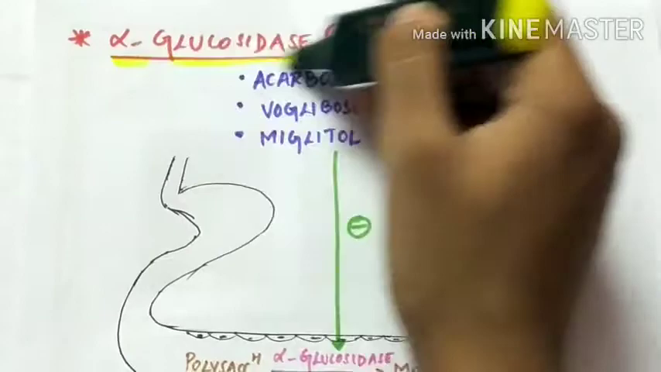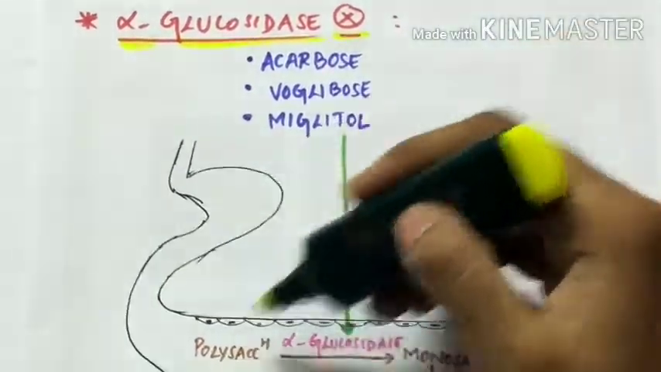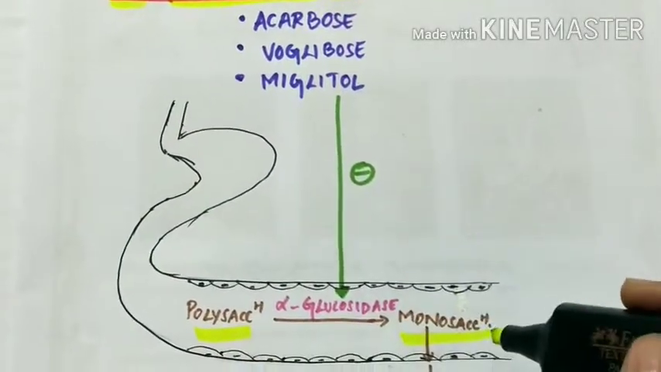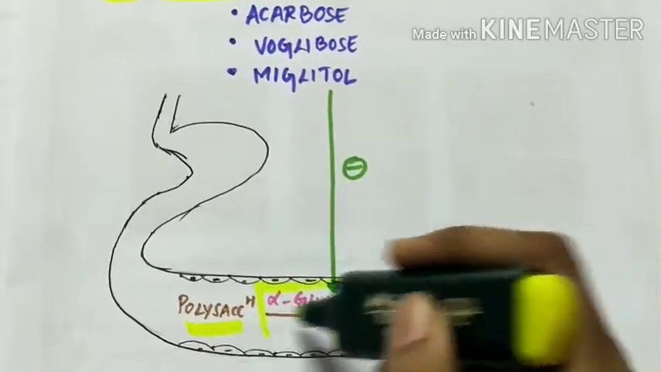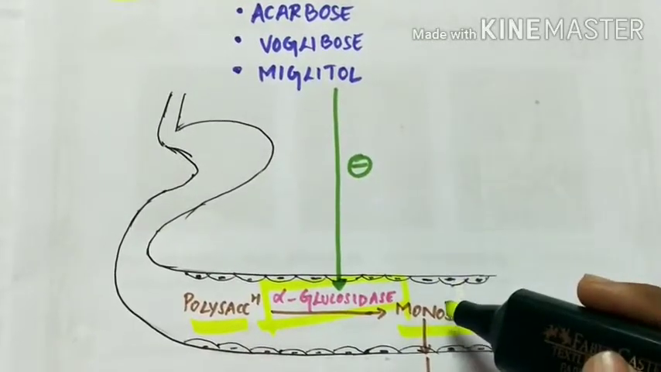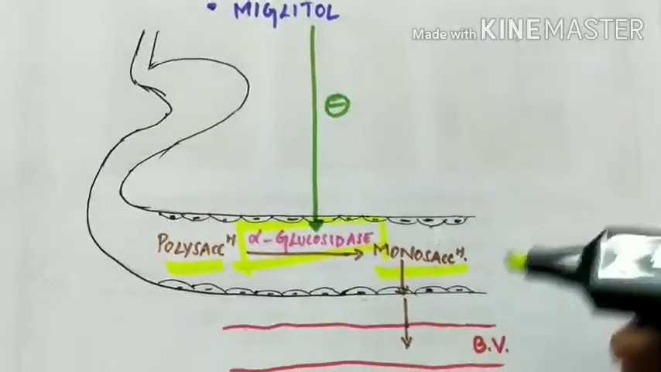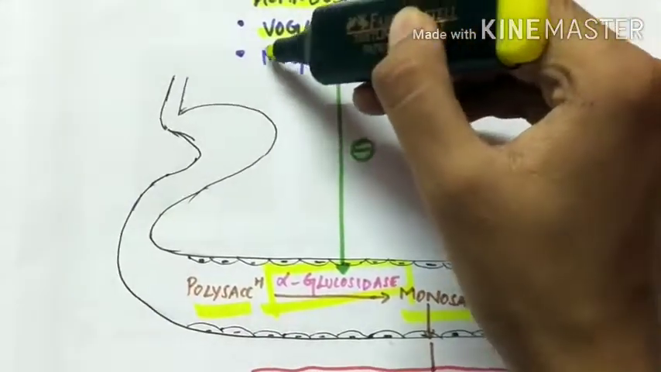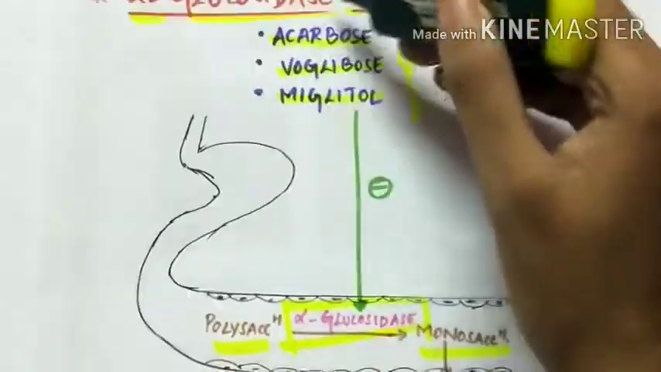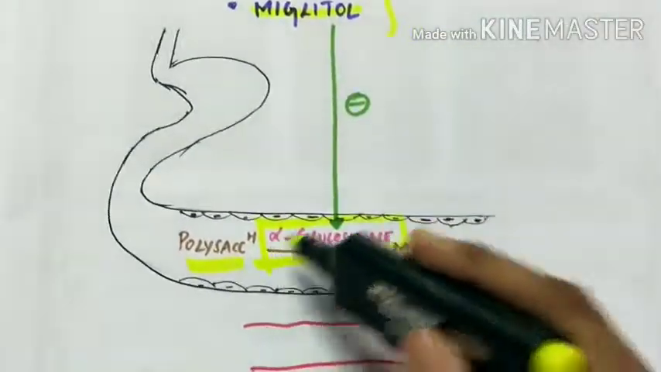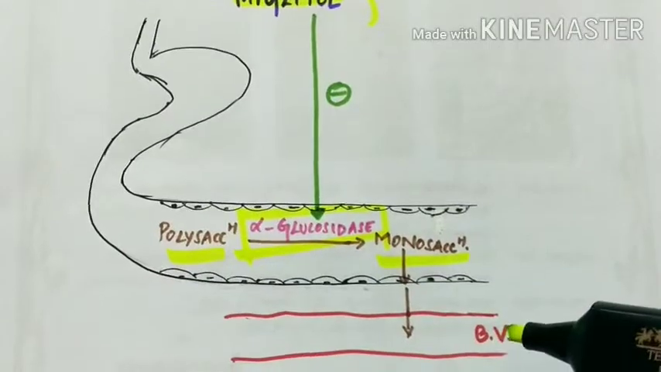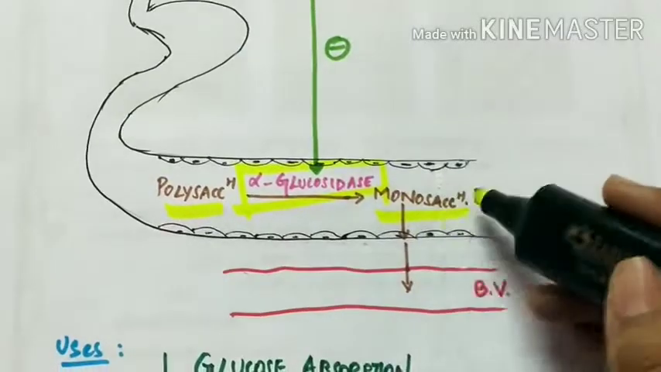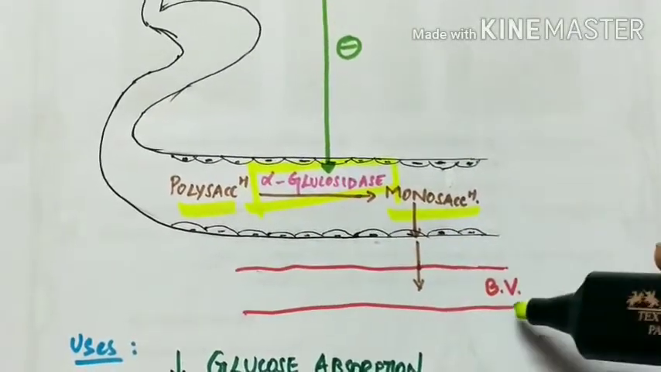Next are alpha glucosidase inhibitors. This is the gastrointestinal system. The polysaccharides are converted to monosaccharides with the help of the enzyme alpha glucosidase, and then the monosaccharides enter the blood. So these drugs, like acarbose, voglibose and miglitol, are alpha glucosidase inhibitors. They inhibit the enzyme alpha glucosidase and thereby act as oral hypoglycemic agents, as they prevent the absorption of monosaccharides into the blood, thereby decreasing the blood glucose level.